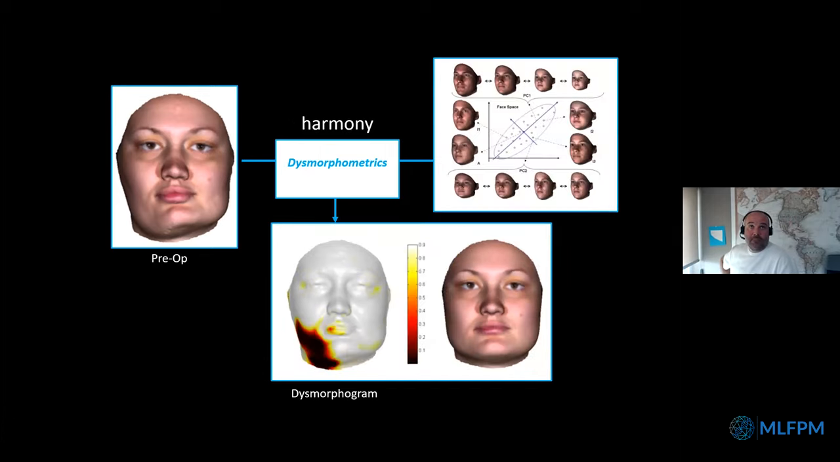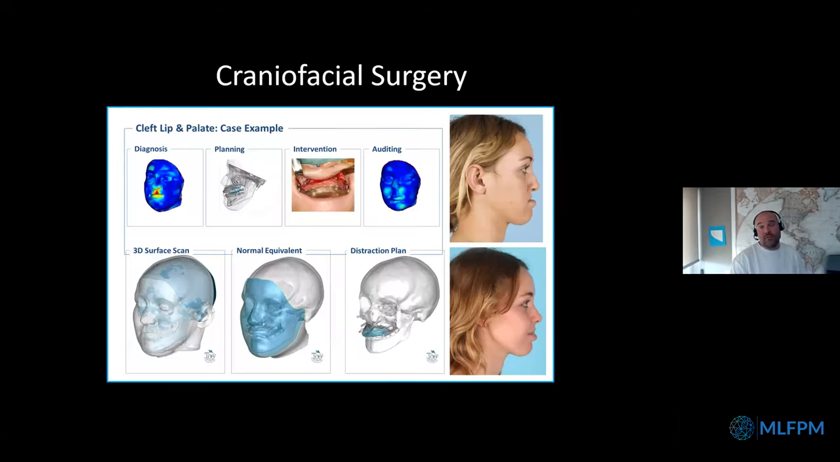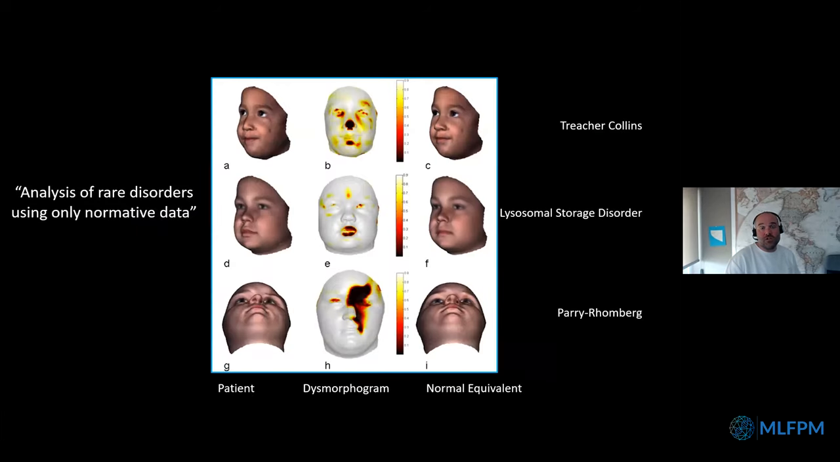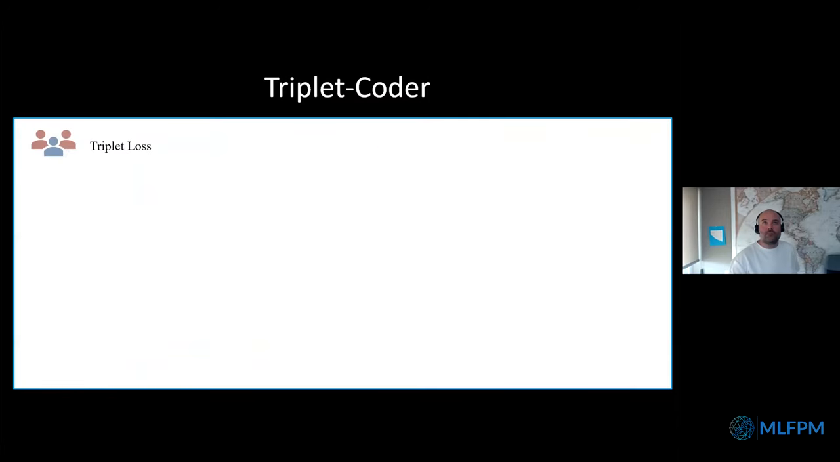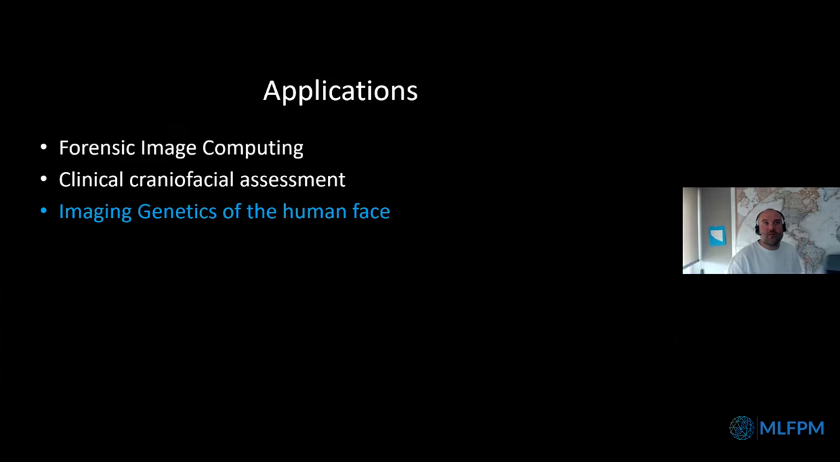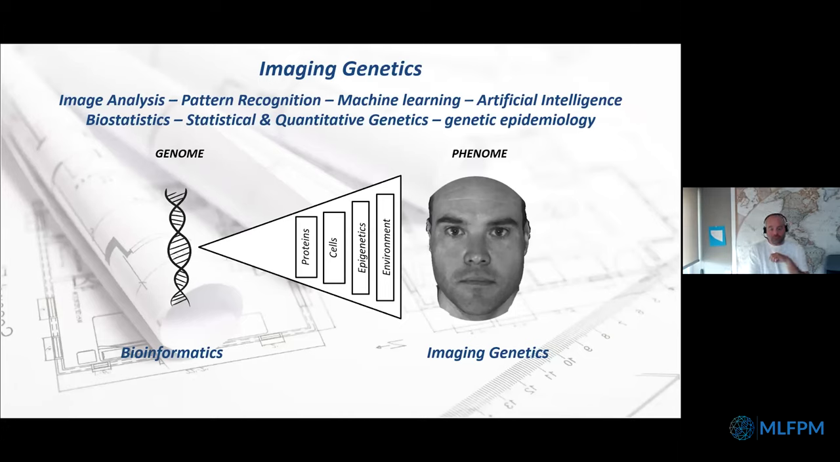Asymmetry is the same, and then harmony is basically trying to assess the patient in the context of the larger population, and as such create something like a normal equivalent. So this is like the patient without the asymmetrical component in the face, and that can be used to plan virtually a complete treatment, so that the time in theater itself can be reduced from 1 day to an hour. So that's where imaging comes into play. This is diagnostics, growth curves, syndrome classification, the triplet loss. I'm just gonna skip, okay, to the imaging genetics.